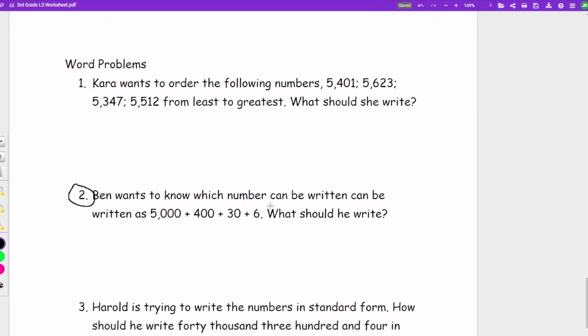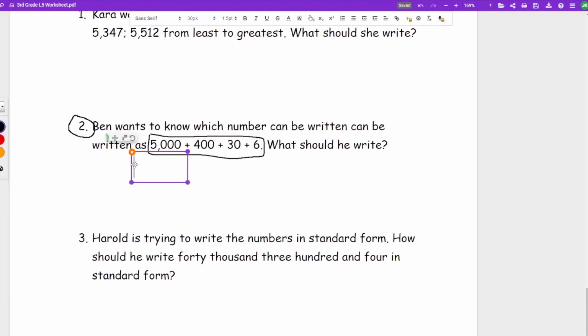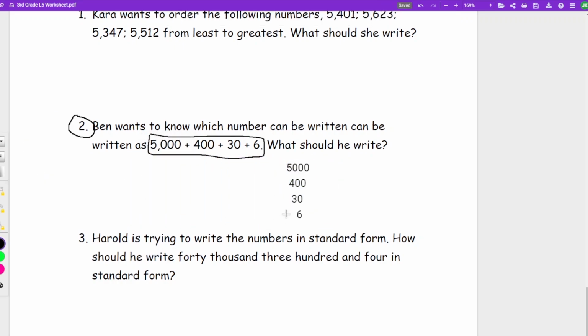Number 2. Ben wants to know which number can be written as 5,000 plus 400 plus 30 plus 6. What should he write? So we want to find out which number can also be written as this. So to find that number, we're just going to add all of these. So 5,000, 400, 30, 6. Let me just make this a bit smaller. There we go. And I'm going to want to add all of these.